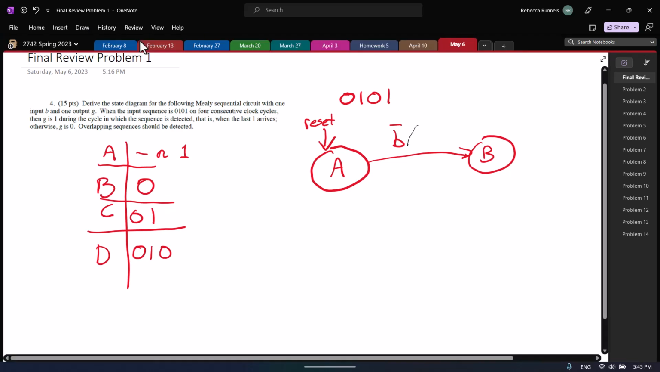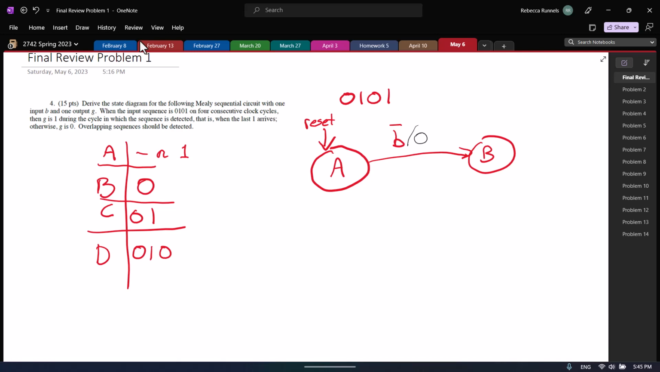And the slash is going to be for my output, and my output is 0 because I do not yet have my 4-digit sequence. Now, if I get a 1, then I have gotten nowhere. I don't have anything. So this would be B, as in B equals 1 and 0.